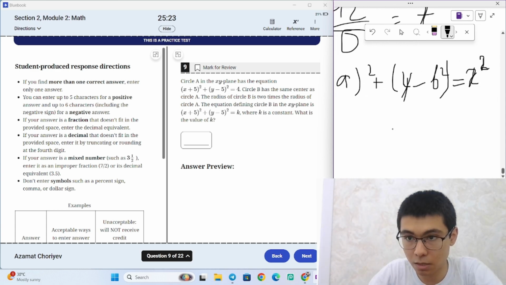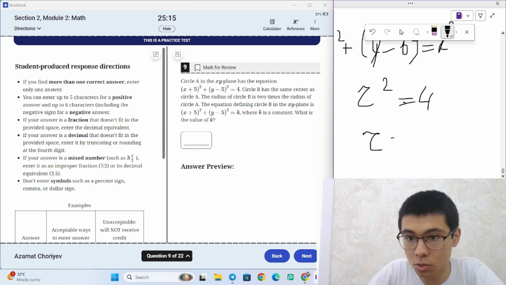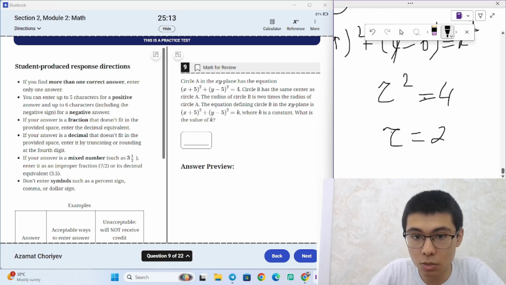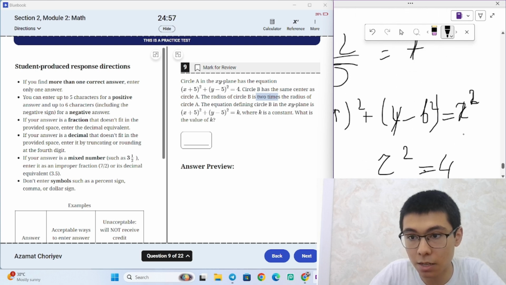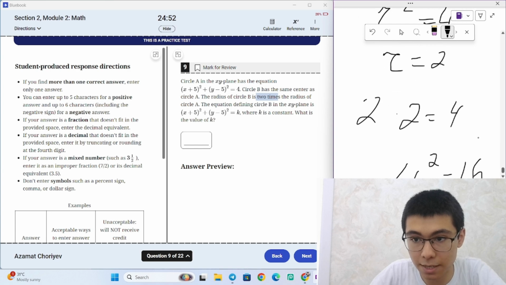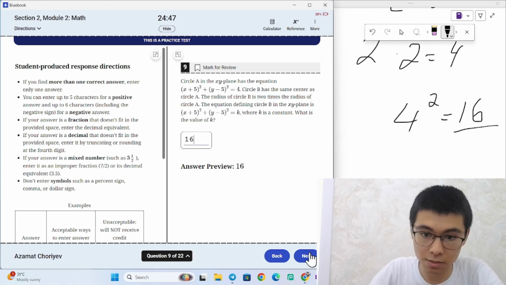And so in the first one, the radius squared is 4, and the radius is gonna equal 2, right? So if the radius of B is 2 times that, you're gonna do 2 multiplied by 2, and you're gonna have 4 here, and 4 to the power of 2 is gonna equal 16, because as you know, we have this formula r to the power of 2. So that's why k equals 16. So I'm gonna write that down here, 16.